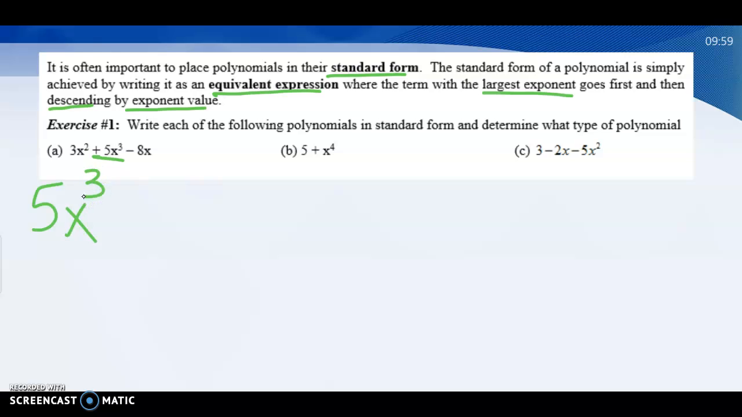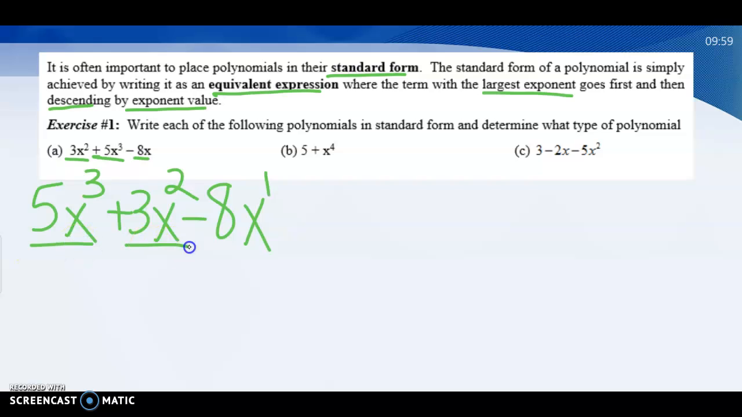Always include the sign in front. Then 3x squared. Now there is no sign in front, but we assume positivity, so plus 3x squared. And then the last one, minus 8x. Again, negative 8 looks like the biggest number, but it's not, it really has the smallest exponent, and so that's why it goes last. Now, what type of polynomial is this? It has the same letter, but three different exponents, 3, 2, 1. This is a trinomial, right? Okay, just kind of getting you used to that.